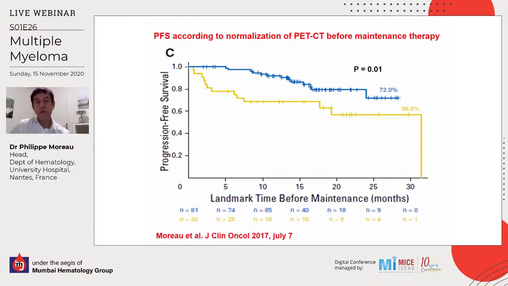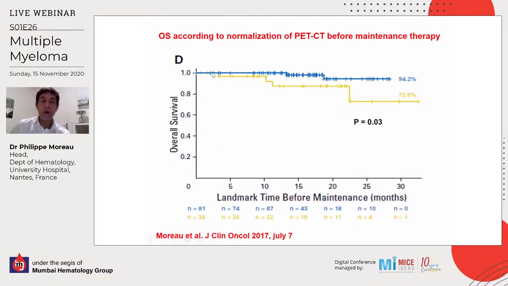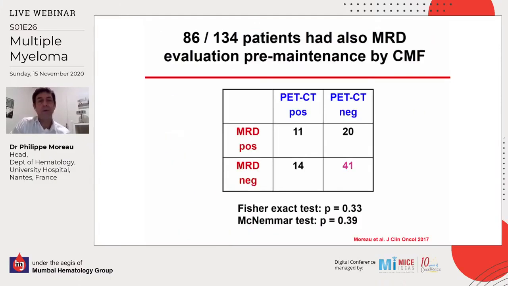And we were able to demonstrate that progression-free survival was improved for those patients in blue, PET negative before maintenance therapy. We also showed that overall survival was improved significantly when patients had a normal PET-CT before maintenance. So the normalization of PET is an important prognostic factor in the setting of VRD plus or minus stem cell transplantation before maintenance. So an important information confirming the data from Bart Barlogie, confirming the data from the Italian group.